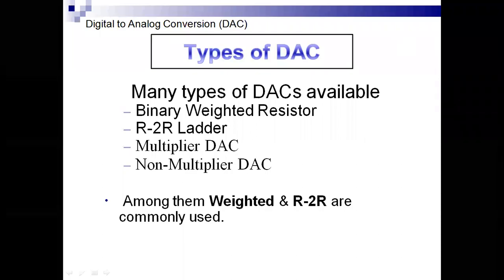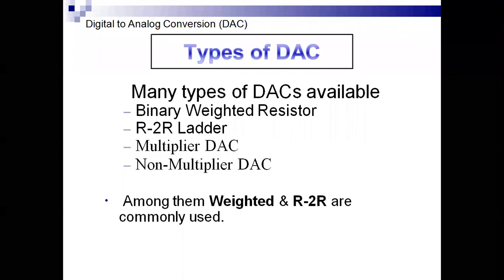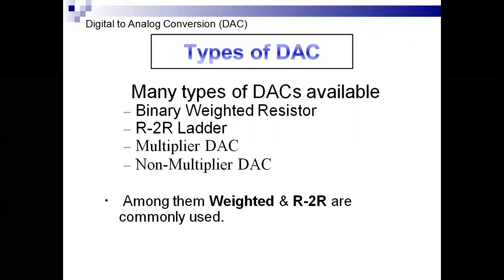Dear students, here we are going to learn digital to analog conversion, the types of DAC, digital to analog converter. Many types of DACs are available. First one, binary weighted resistor. Second, R-2R ladder, multiplying DAC and non-multiplying DAC. Among all of these, binary weighted and R-2R are commonly used. Now let's see what the differences are between all these converters.